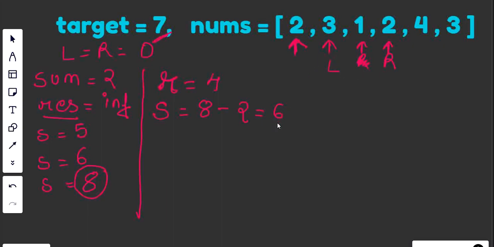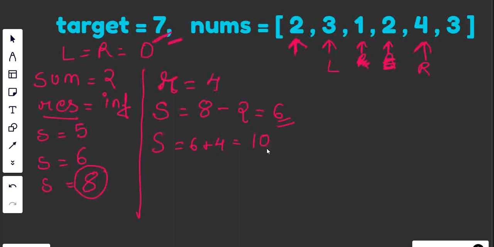So now what is the sum? Sum is 6, which is lesser than the target value, right? So what we will do, we will again update our right pointer. So our right pointer will go to 4. Now again we will update our sum. So this will be 6 plus 4 and this will become 10.